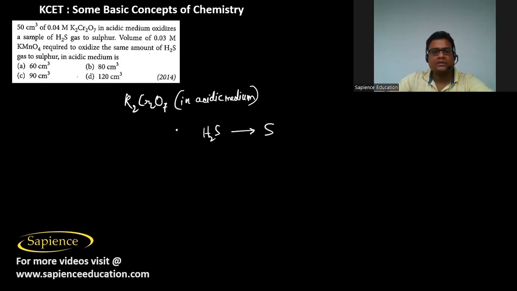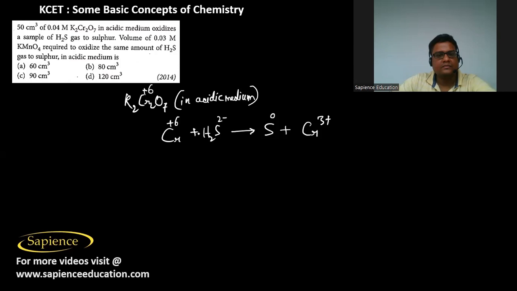So here chromium, in K2Cr2O7, is 14 minus 2, so 12 by 2, that is 6. So chromium is in +6 oxidation state, so that will oxidize H2S to sulfur. Here sulfur is in -2 oxidation state, and it goes to 0 oxidation state, and chromium will form Cr3+ ion. So it will itself get reduced and it will oxidize sulfur.